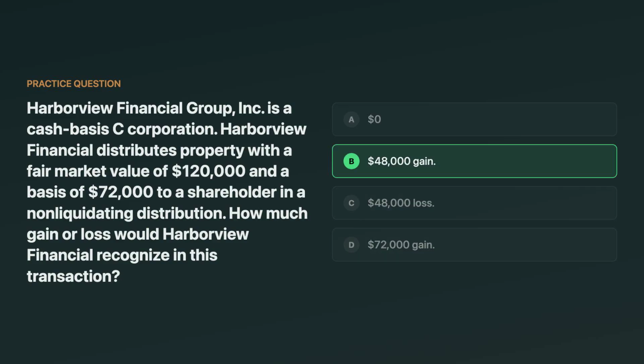The answer is $48,000 of gain. In a non-liquidating distribution, a C corporation generally recognizes gain on appreciated property as if it sold the property for fair market value. So it's $120,000 minus $72,000. The tempting wrong answer is 0, because people confuse this with non-recognition rules for certain contributions, not distributions.